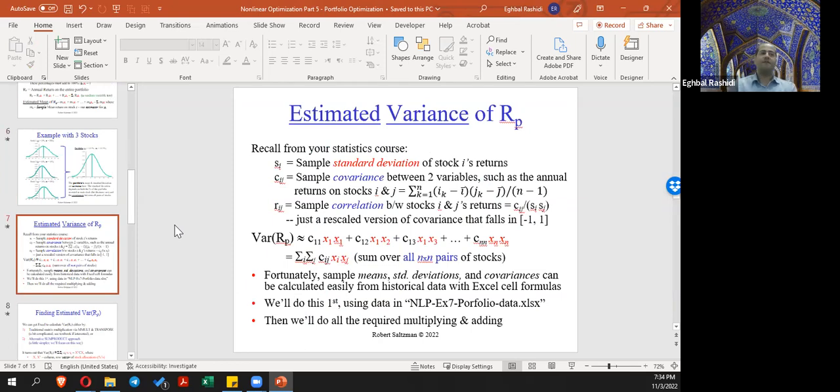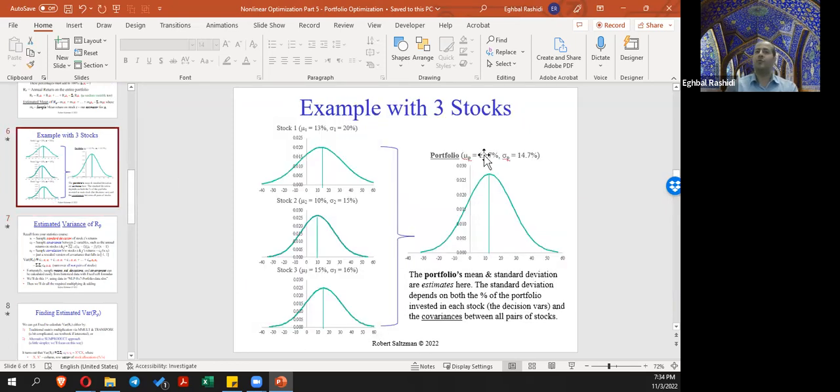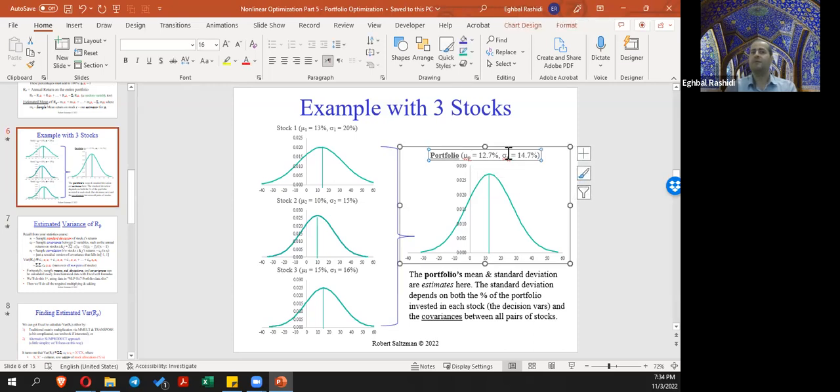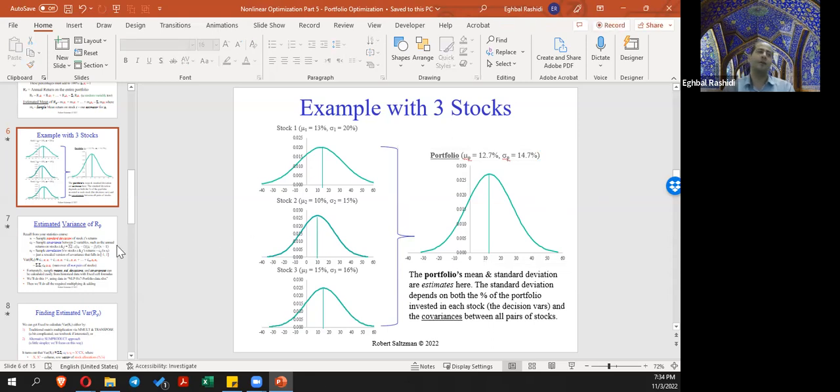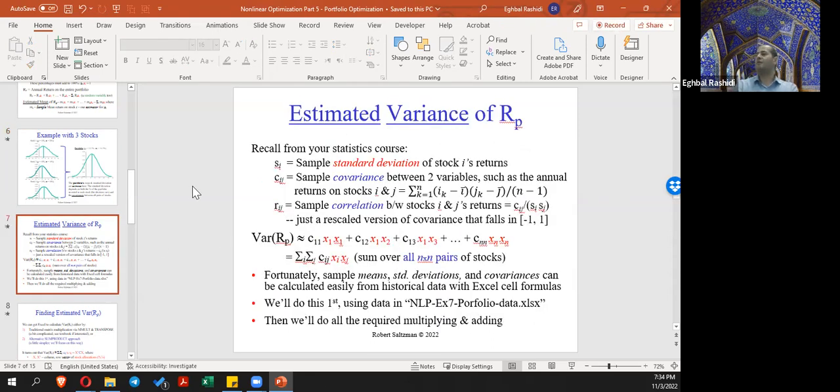Estimating the variance of RP, this is what I want to do. Finding the average is easy, as I said. We don't have any problem with that. Just find the average of averages. The standard deviation, sigma P, is challenging. So now I want to find the variance of P here. Estimating the variance of RP.